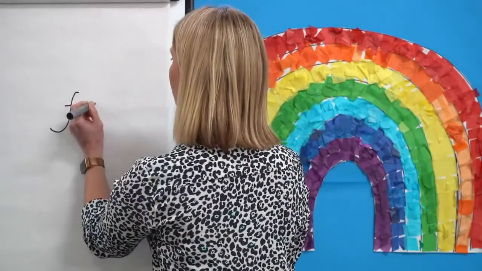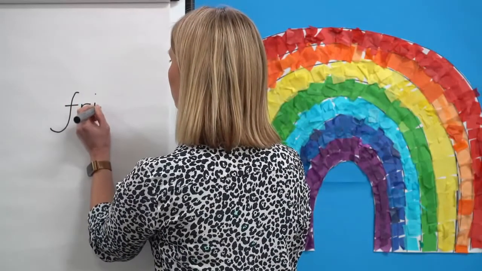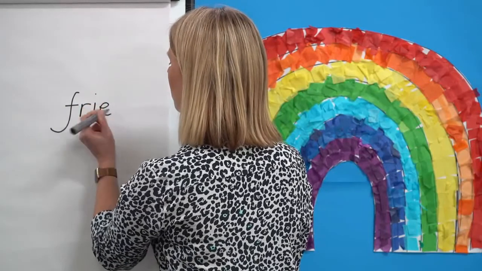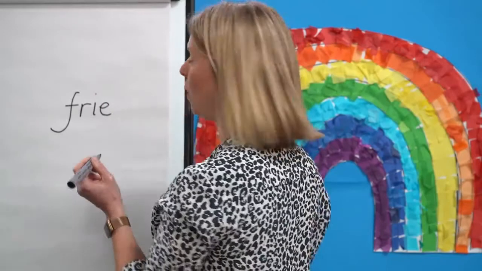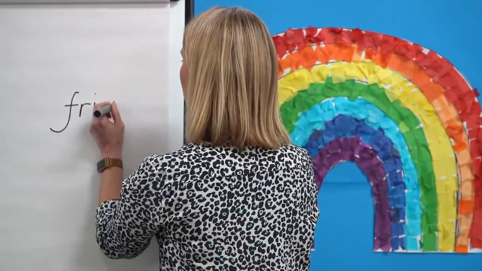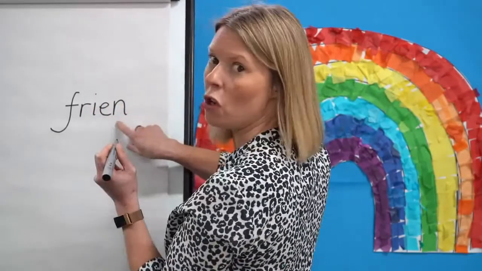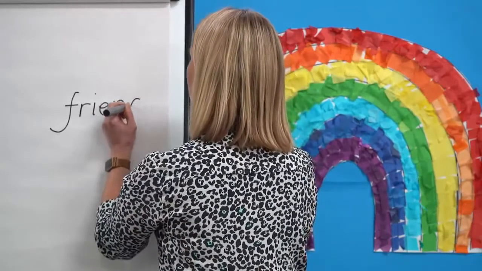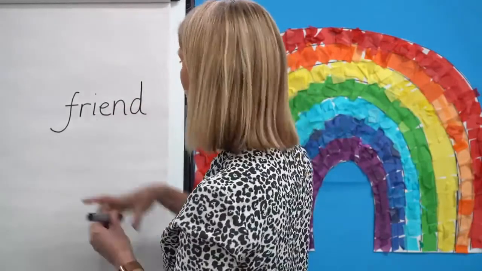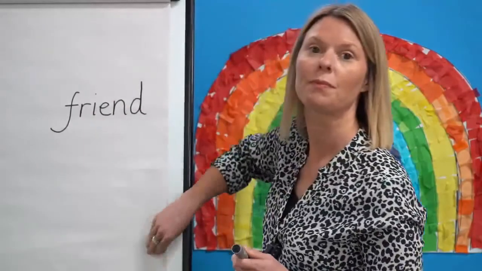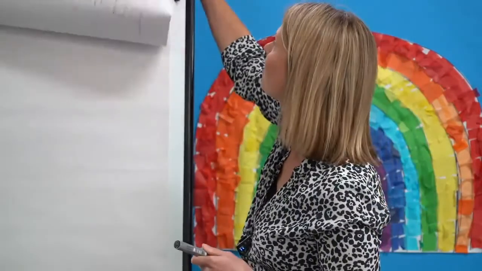R. The I and the E say eh in this word. N. D. Friend. I'm going to hide it.